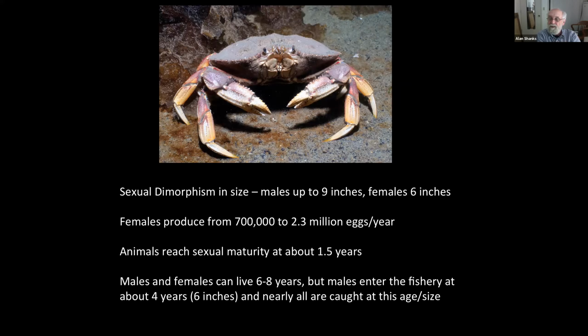With the current fishery in the California current, when they get to about 6 inches, they enter the fishery. They become a legally fished crab. And nearly all the male crabs at 6 inches are caught. And it takes them about 4 years to get from a megalopa settling to the bottom to a fishable crab.